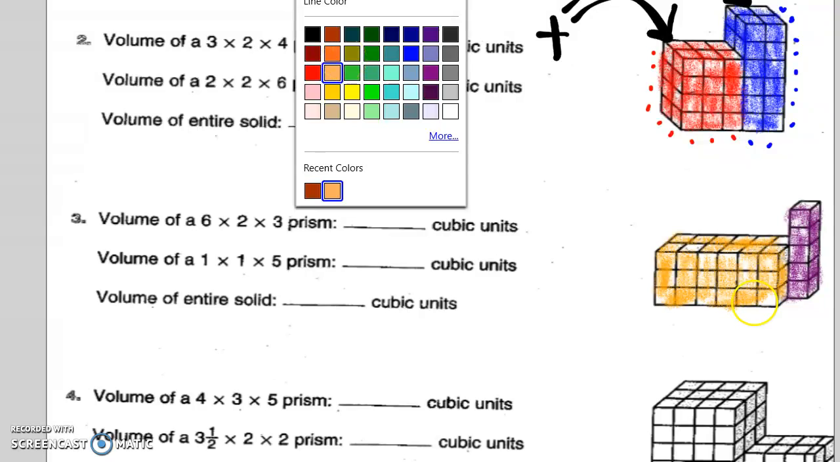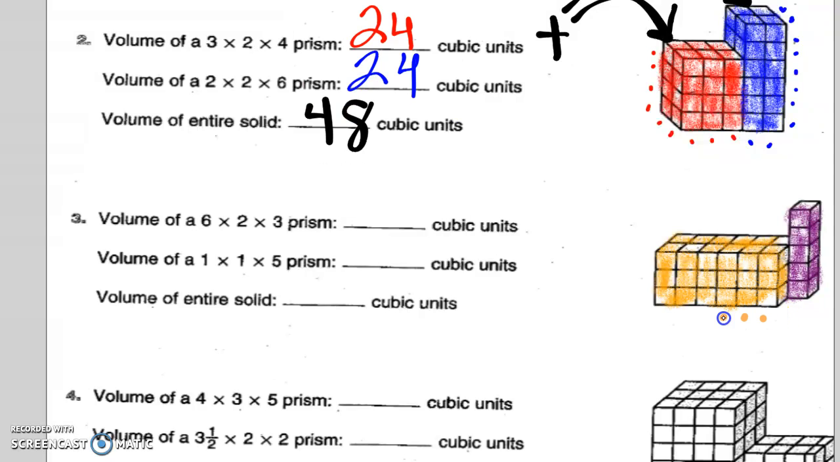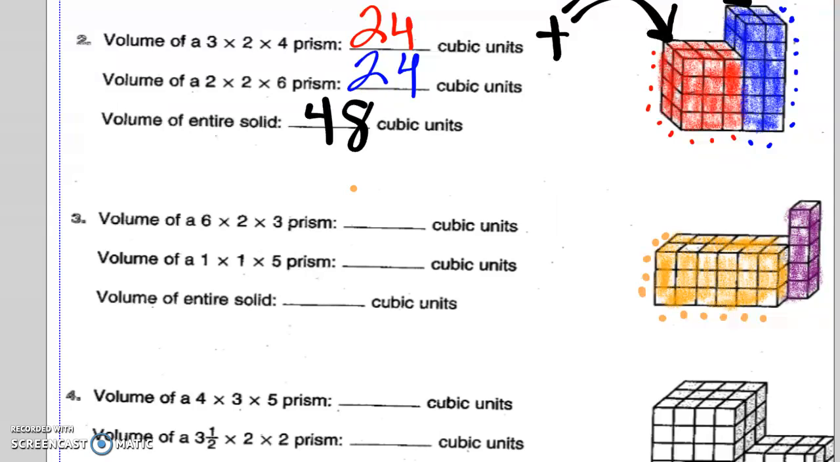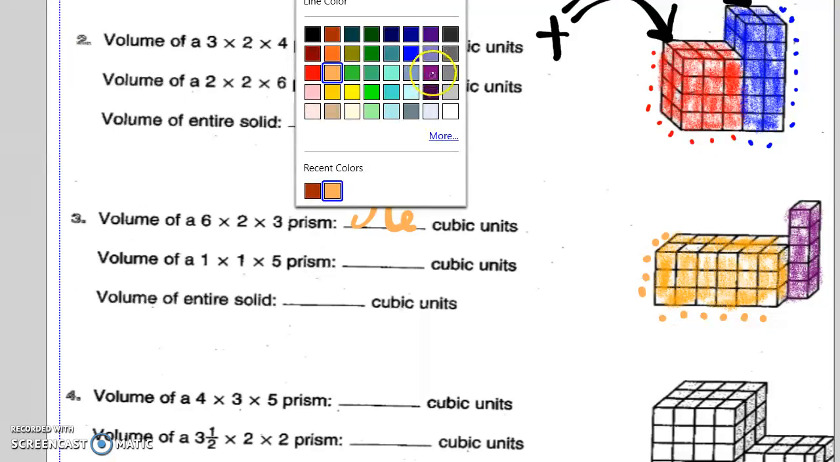Okay, so our orange prism is 1, 2, 3, 4, 5, 6 blocks long by 1, 2, 3 blocks tall by 1, 2 blocks deep. We have a prism that is 6 by 2 by 3. The volume of that prism should be 36 cubic units. Let's take a look at that purple guy.